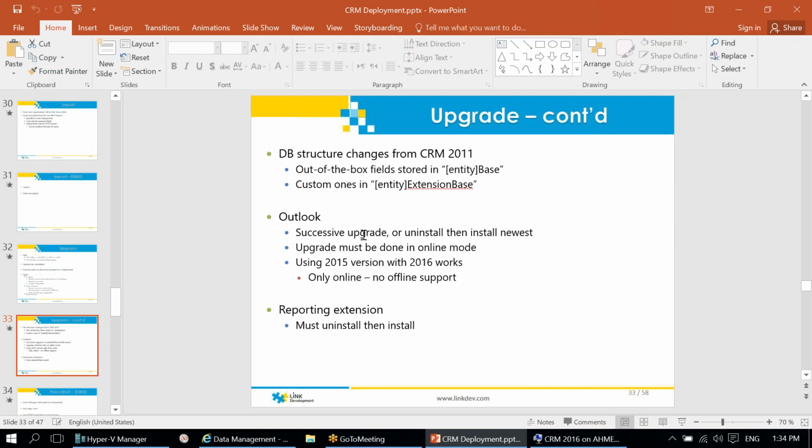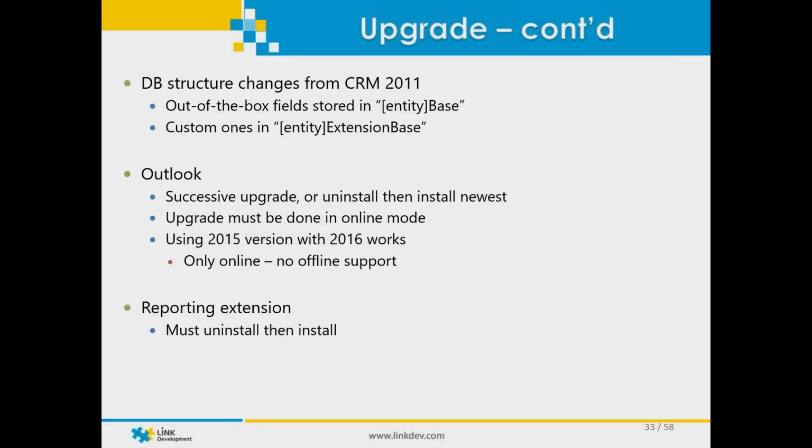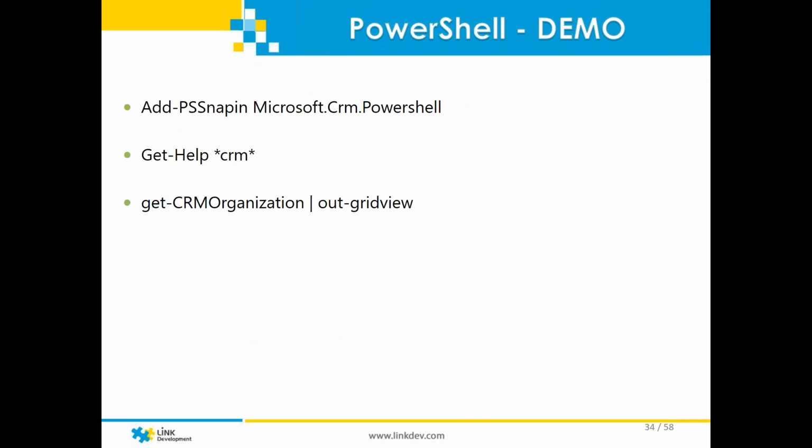There is the Outlook. If you want to update the Outlook, you just upgrade it. It has to be in online mode. Using an old version works, but only in online mode, no offline support. Reporting extension must be uninstalled and installed, and things like that. It's pretty simple. The PowerShell, as I've showed you, gives you more power over CRM.